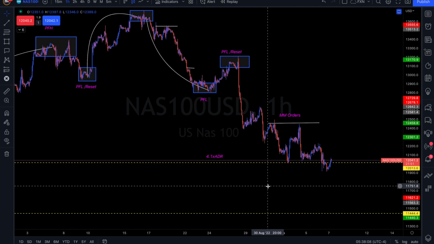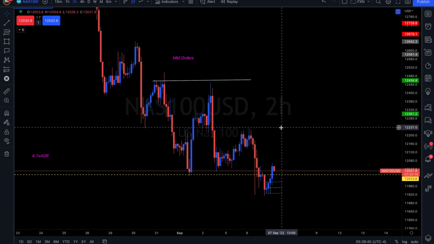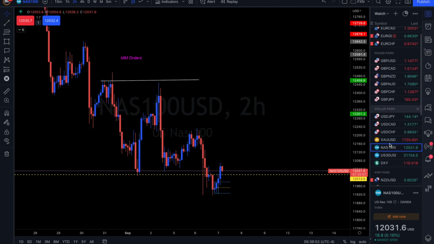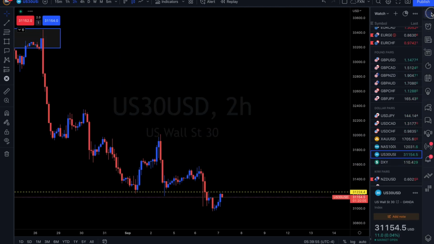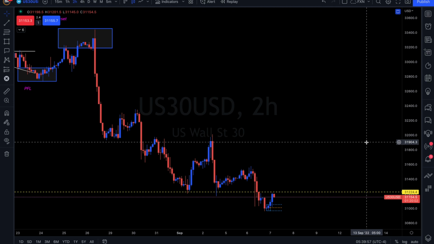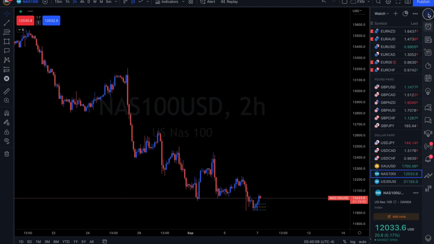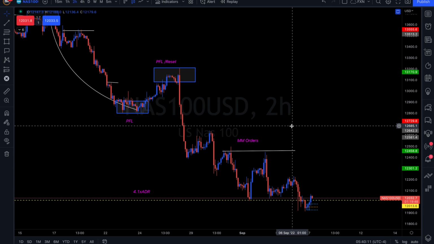So two different outlooks on NAS100. No matter what the outcome is, guys, I'm still looking for sell setups, no matter what. We're still looking for sells on USD pairs in general. US30 among them as well. US30 is essentially the same thing as NAS100 right now. They're going to follow each other because they're based off of stocks. They're not based off of currency. So no matter what, guys, we're looking for sells on NAS100 and US30.